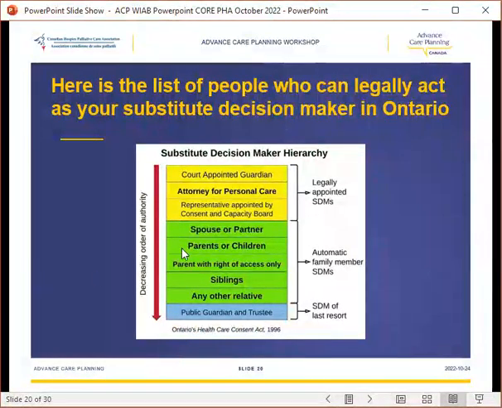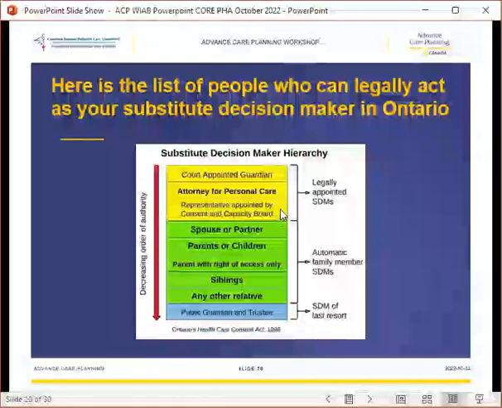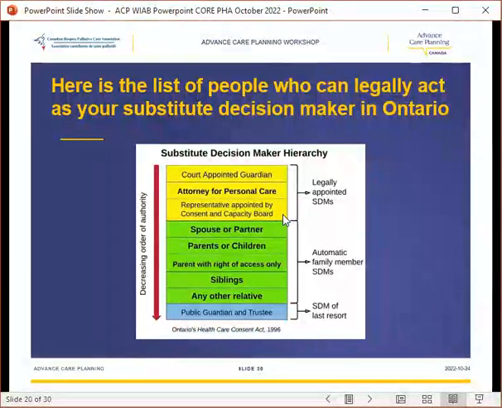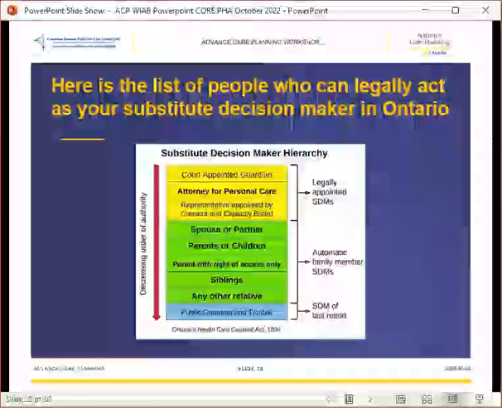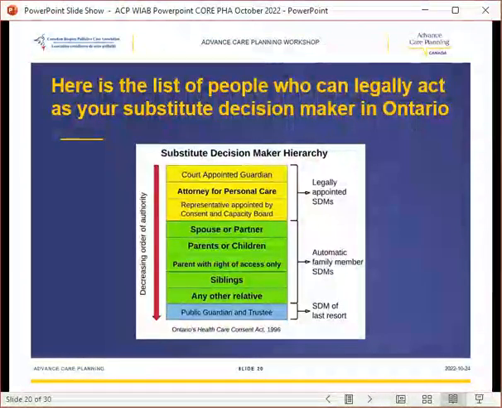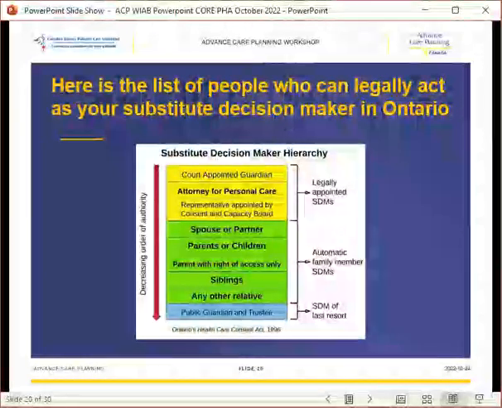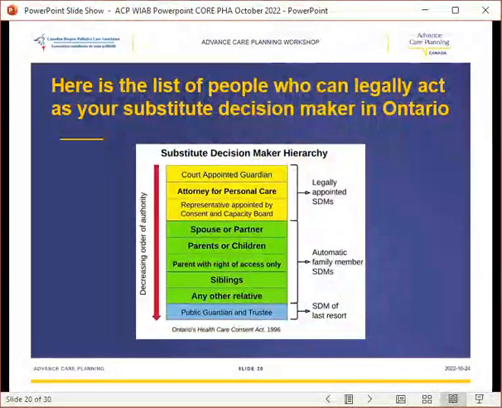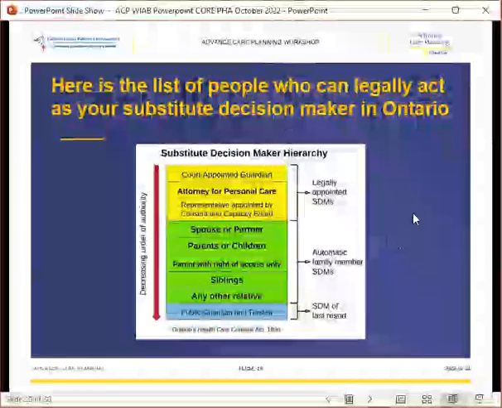Okay, and then you also see here that there's a representative appointed by the Consent and Capacity Board. So in those situations where the family is not appropriate, or there isn't a family, there's an assignment, again, of that representative, or somebody could apply to serve as the representative, or there might be a court-appointed guardian. Again, in general, most people wouldn't necessarily need to have somebody appointed, but they may engage in those powers of attorney.